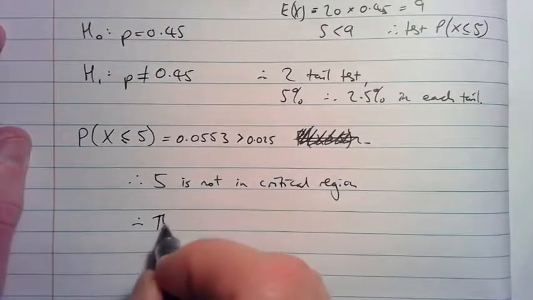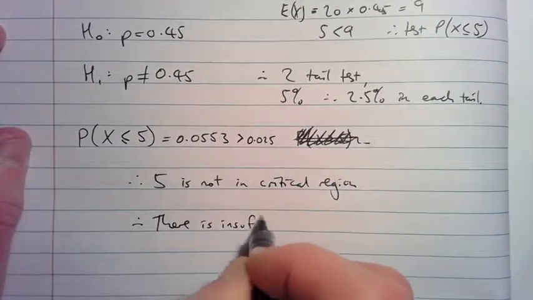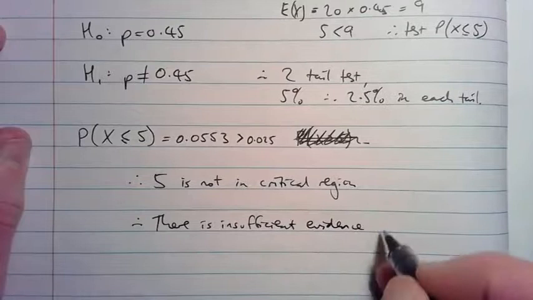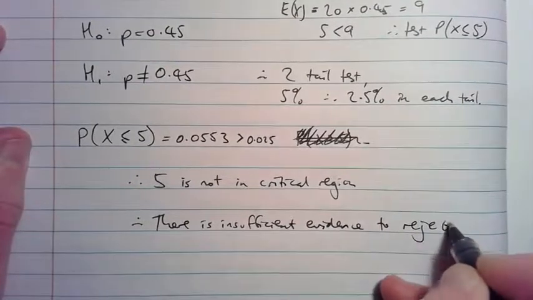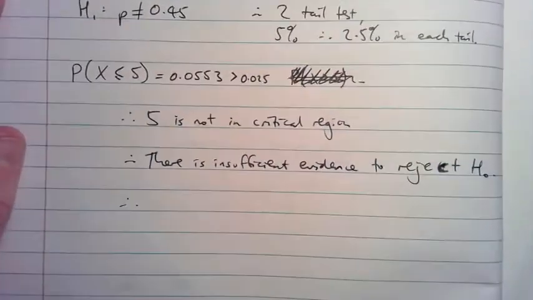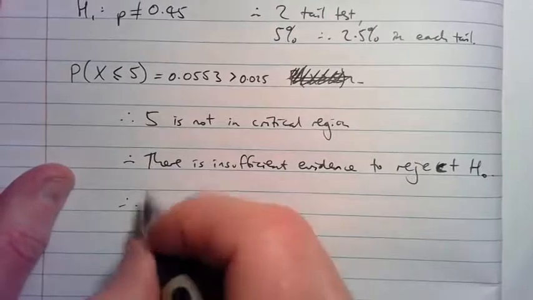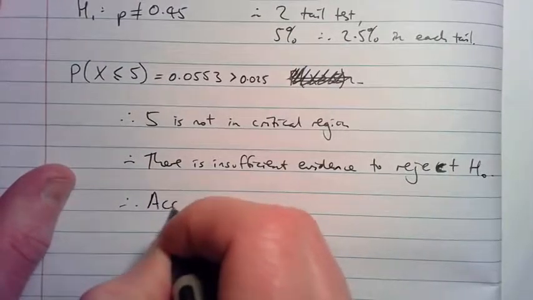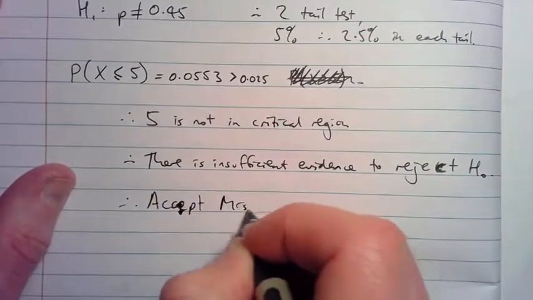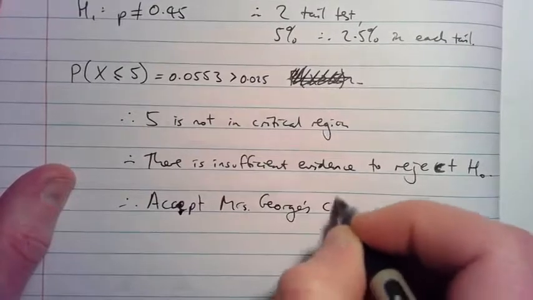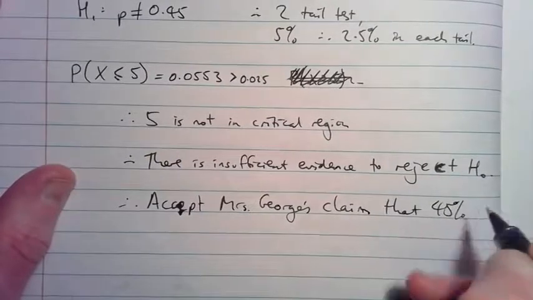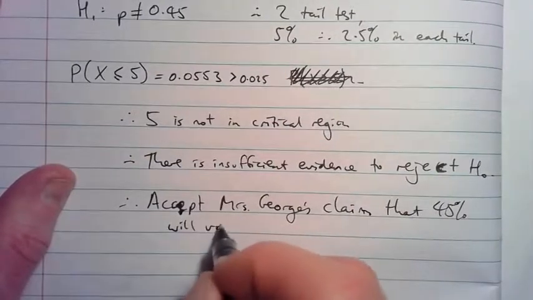Okay, therefore, there's insufficient evidence to reject H0. Therefore, we can broadly say that we're accepting Mrs. George's claim that 45% will vote for her.